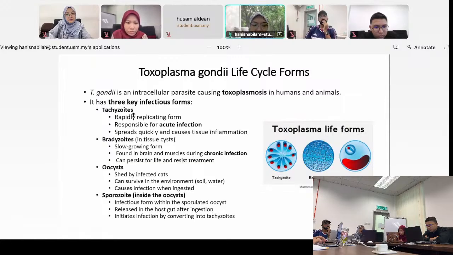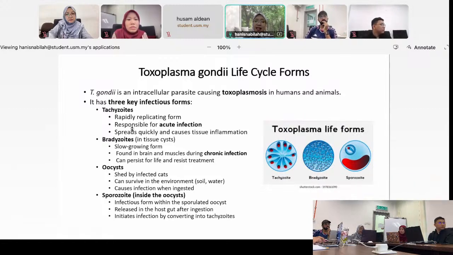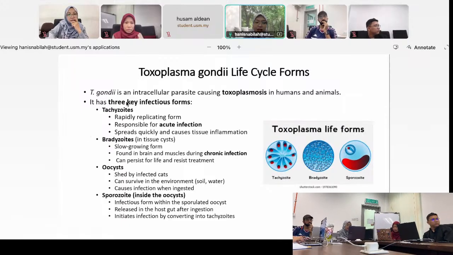For the oocyst, it is usually shed by infected cats, so it can survive in the environment, such as soil and water, and it can cause infection when ingested. The sporozoite, inside the oocyst itself, is a very infectious form, filling the sporulated oocyst and released in the host gut after ingestion. This initiates infection by converting into tachyzoites.